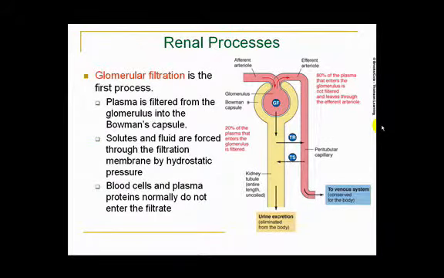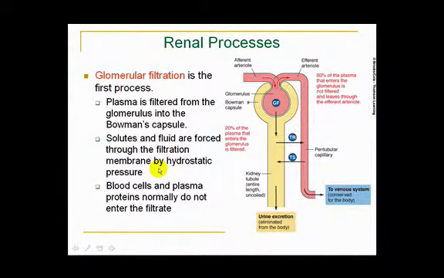So let's start with glomerular filtration. This is the first process. So what happens is plasma is filtered from the glomerulus into the Bowman's capsule. About 20% of the plasma that enters into the glomerulus actually gets pushed out into the capsule and becomes filtrate. About 80% of it just keeps going along the peritubular capillary and will have to get filtered next time it comes through the kidneys. Now, solutes and fluid can get pushed out to become filtrate. And we'll talk about how that happens.